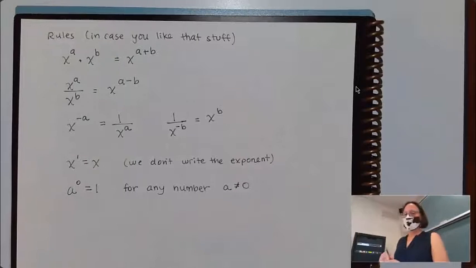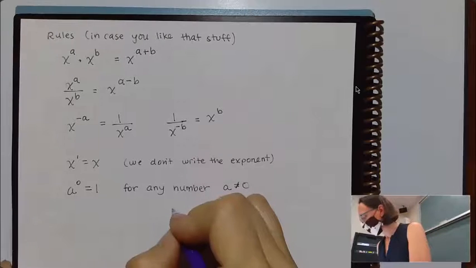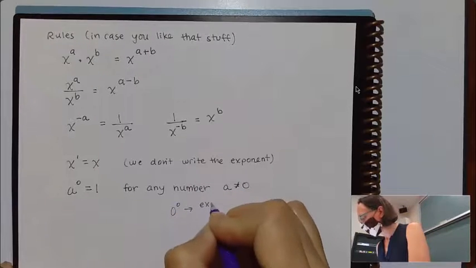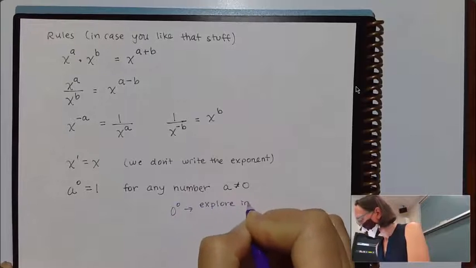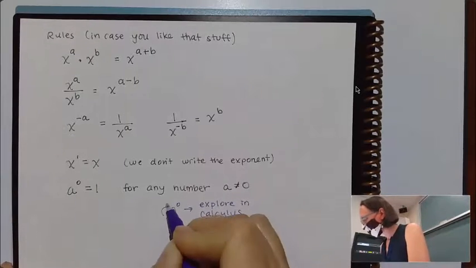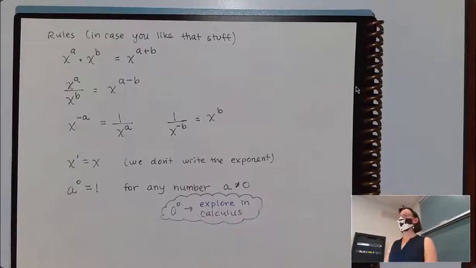There's an exception, and that's when a is equal to 0. We will save that for a calculus discussion. So 0 to the 0, we will explore in calculus. Interesting stuff happens with 0 to the 0.